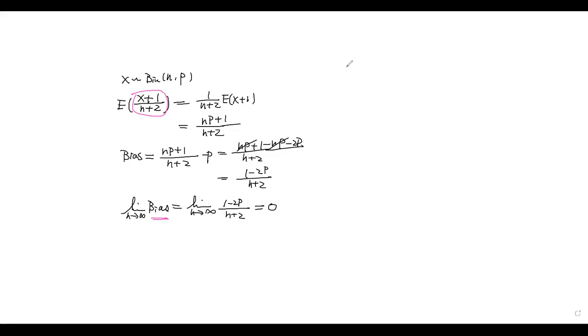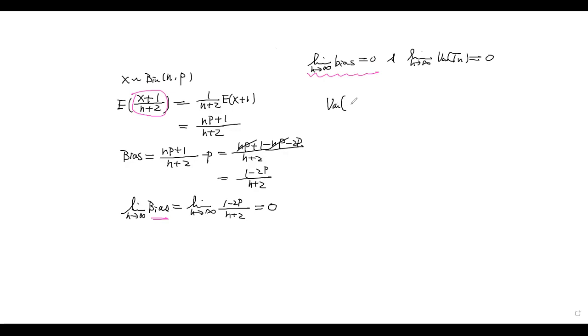All right, so now the next question: we want to see if this is a consistent estimator. How do we check consistency? We have two conditions, right? The limit as n approaches infinity of the bias equals 0, and the limit as n approaches infinity of the variance of the estimator approaches 0. We already showed the first part, so the bias of this estimator approaches 0. Now let's take a look at the variance of this estimator.